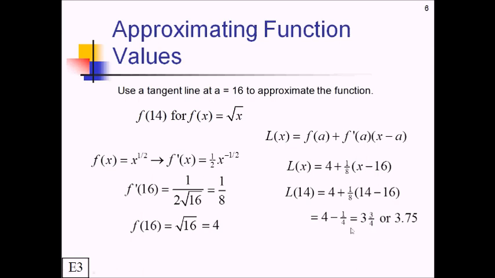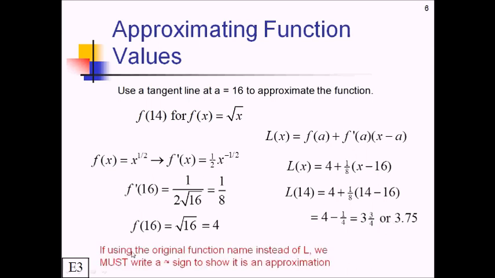So that's it for this one, except there is actually one more thing. You might think it's kind of weird writing L of 14. Maybe you wanted to go back and write f of 14, because they told you to find f of 14. So here's the thing. What you just found here is not f of 14, right? This is an approximation. It's not the true value of f of 14. So if you want to use the original function name instead of L, if you want to write f of 14, you need to write an approximately equal sign to show that it is an approximation. So if you wrote f of 14 is approximately equal to 3 3/4, that would be okay. If you wrote plain old equals here, that would be mathematically incorrect, and you would lose points for that.